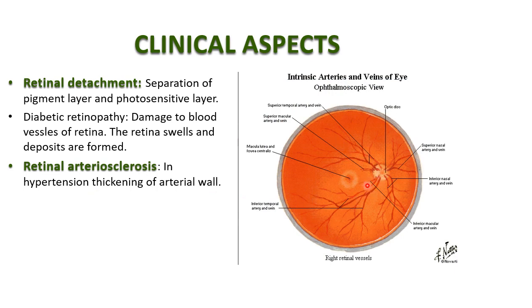So here you are able to see the macula lutea or the yellow spot, and that is the blind spot through which the optic nerve emerges out and all the blood vessels entering in, you are able to see through an ophthalmoscopic view.